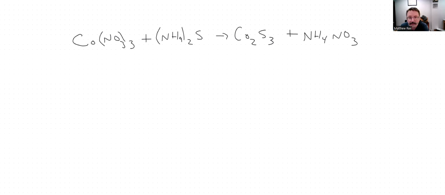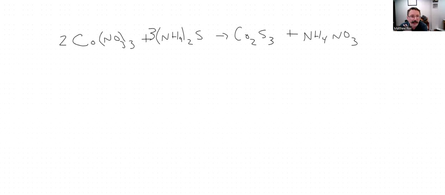Maybe I notice in my cobalt 3 sulfide, I have 2 cobalts on the product side, but only 1 cobalt on the reactant side. So I could put a 2 in front of that, and that would make the cobalts balance. And then maybe I look at the sulfurs, and I've got 3 of those on the product side, but only 1 on the reactant side. Well, I could put a 3 in front of there. So now my cobalt and my sulfur are balanced, and that shows how I make up that product, Co2S3.